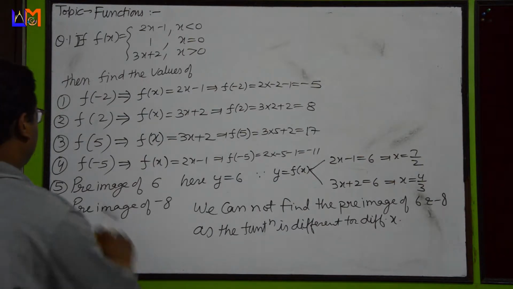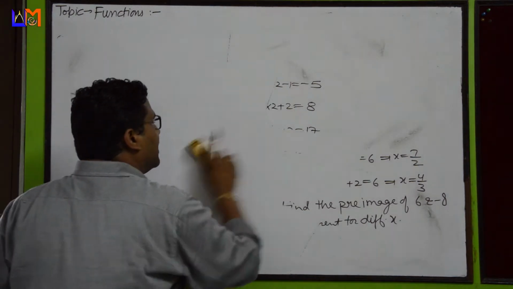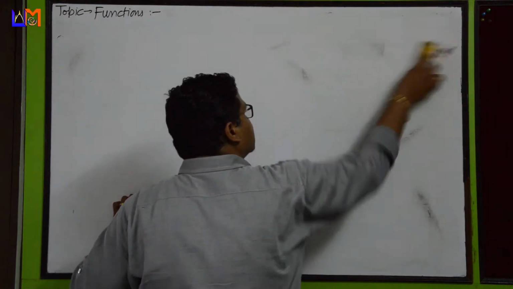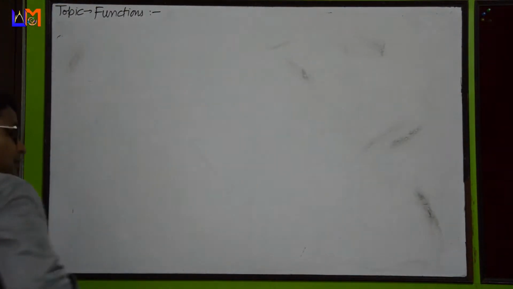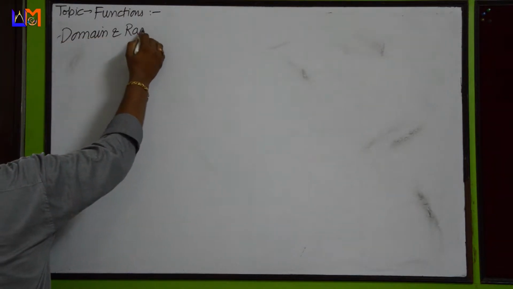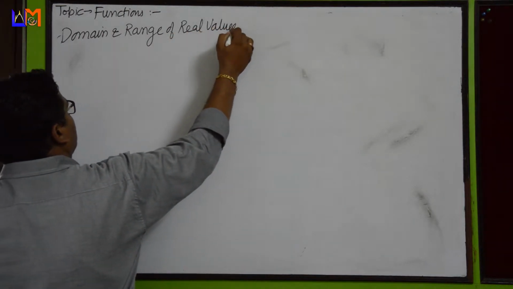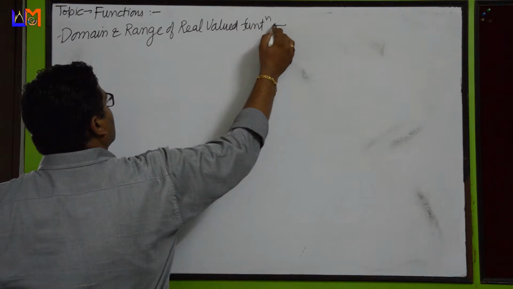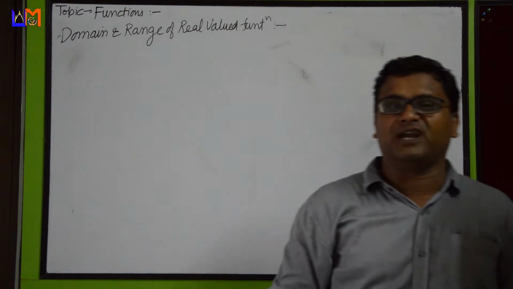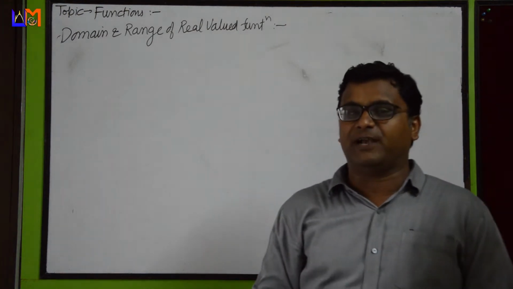Let's start the next thing. We have learned earlier what a real valued function is, and images and pre-images in real valued functions. Now we will learn domain and range of real valued functions. Real valued functions means in all those questions where we are not given that the function is defined from A to B or so. In those types of questions, how do we find the domain?